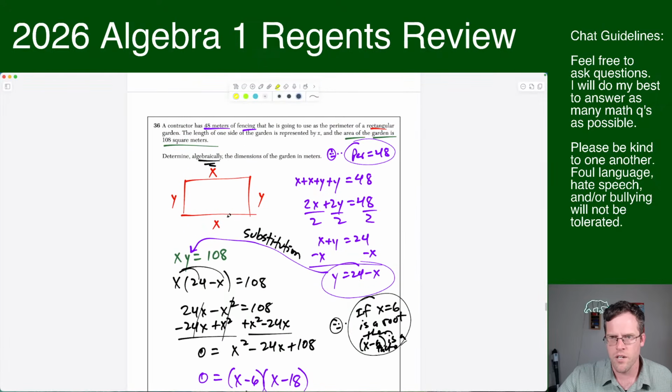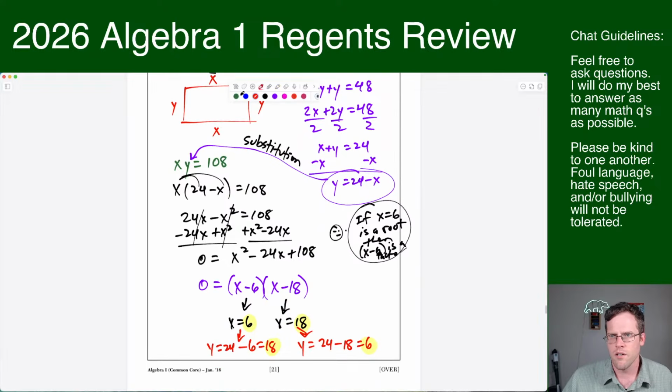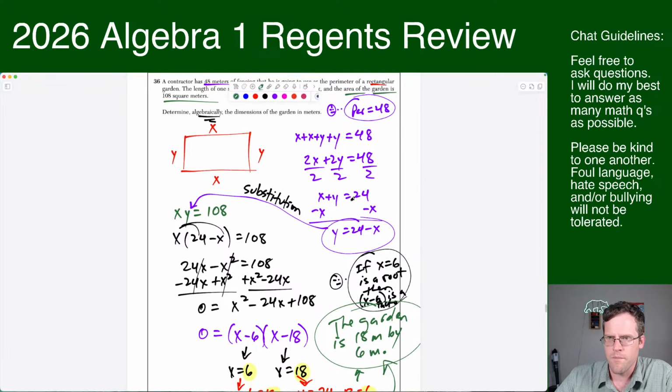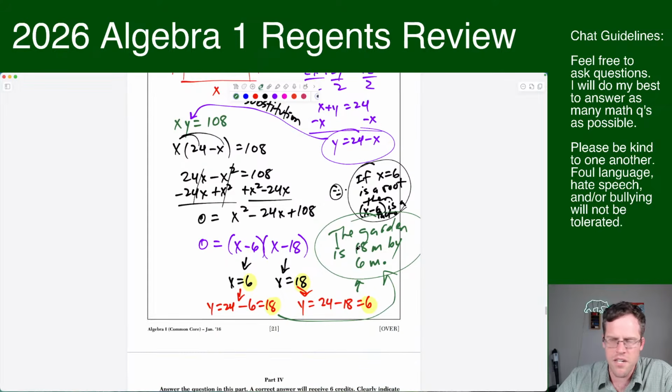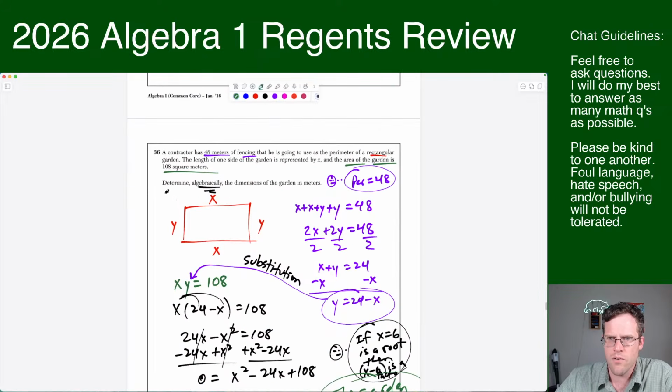So same result. So the dimensions of the garden, and this is in meters, I would just say, so these together tell us the garden is 18 meters by 6 meters. Like that's the dimensions of the rectangle, 18 by 6. Okay, so that would work. And you could even check: 18 plus 18 is 36, plus 6 plus 6 gives us 48. And the product of those gives us 108.